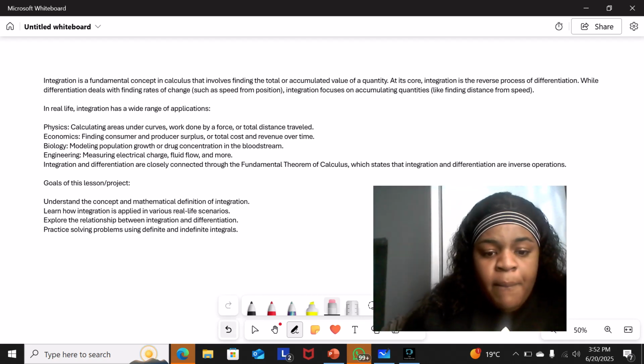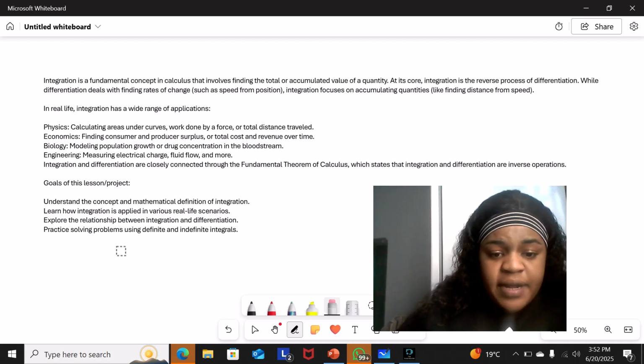Okay, now I'm going to show you the difference between definite and indefinite integration.